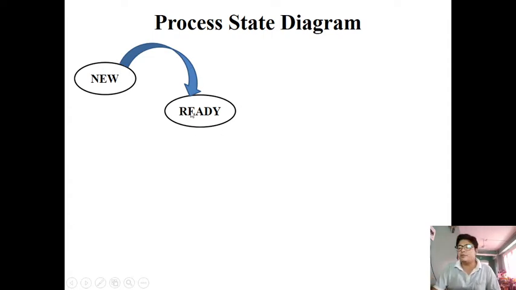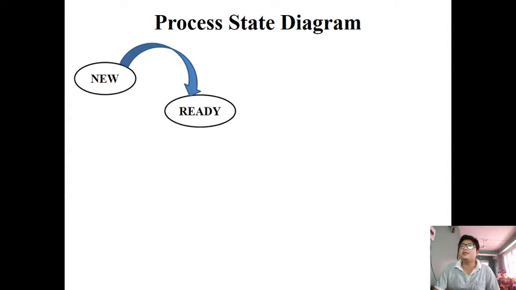Whenever a program is brought into the main memory, it does not always happen that the CPU is immediately given, because the CPU may be busy with some other task. At that time we say that the process is in the ready state. When the process reaches the ready queue, it will wait for the CPU for its turn, because the CPU is busy with some other task.